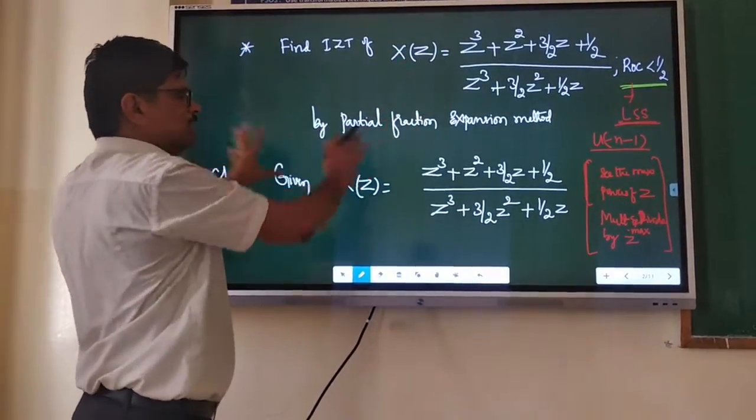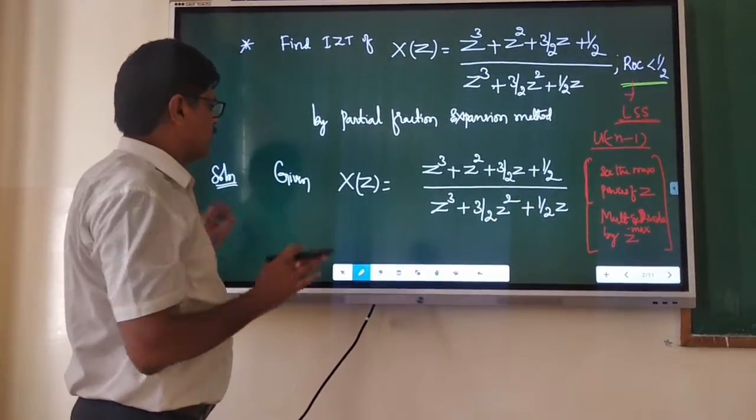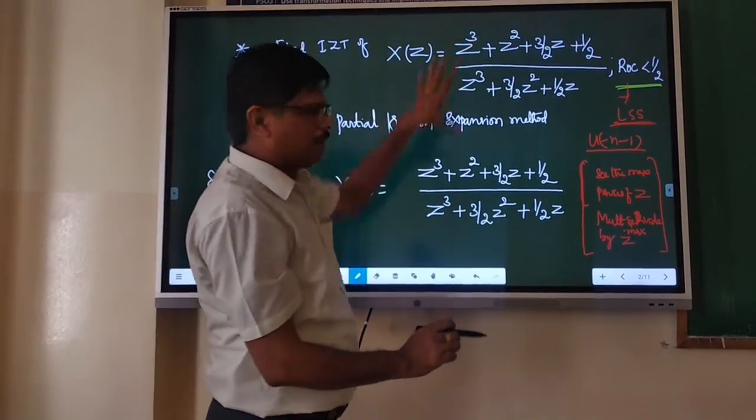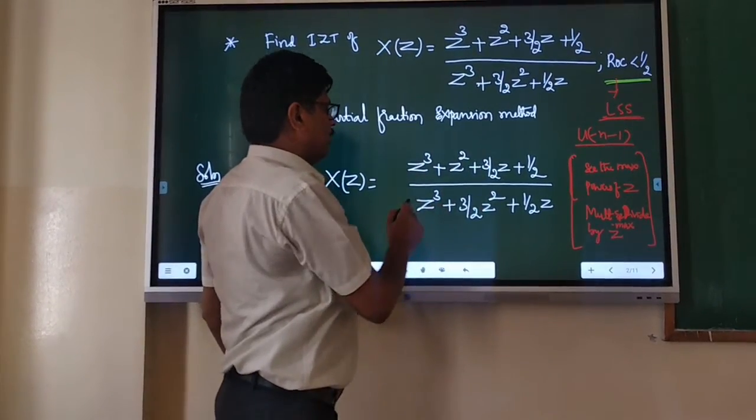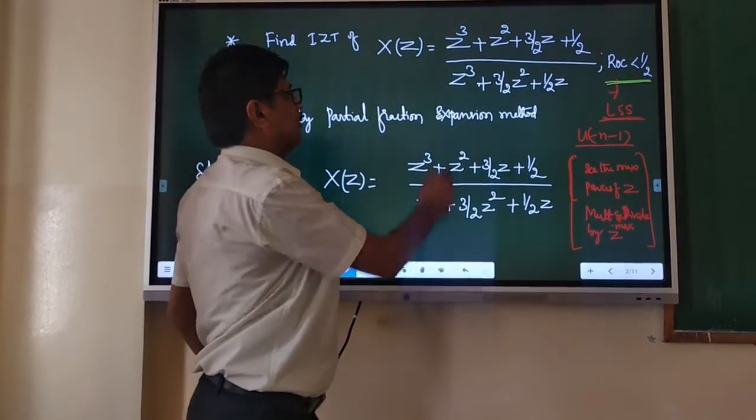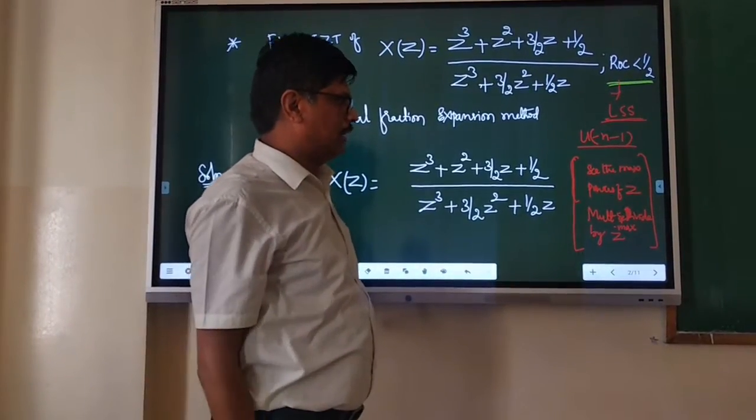Now what you should do? The problem is this. Now the solution is very simple. First write X(z) is equal to whatever is given: z² + z² + 3/2 z + 1/2 over z³ + 3/2 z² + 1/2 z.